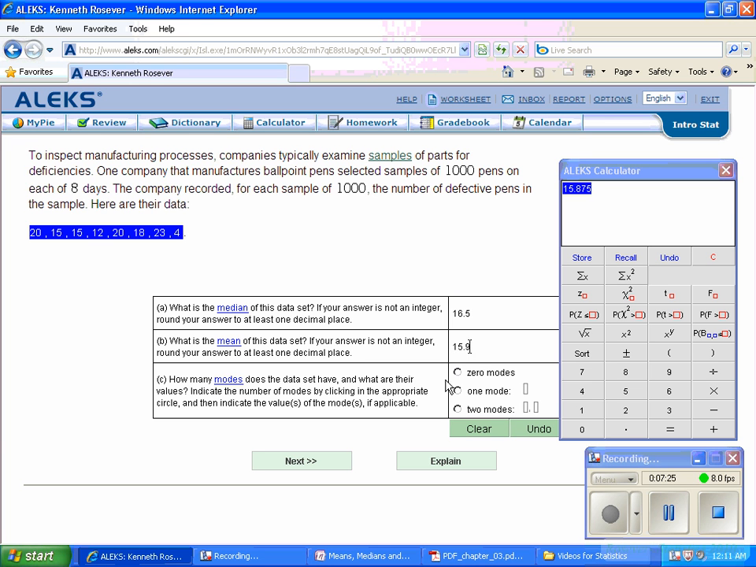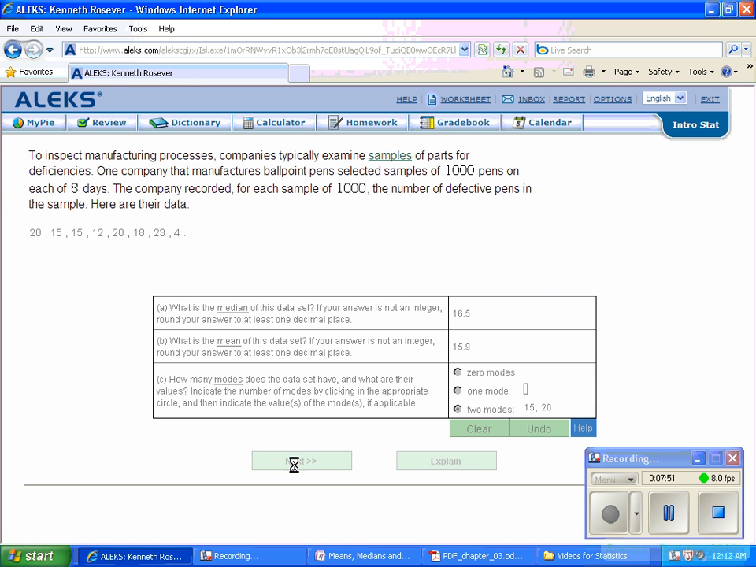Okay, and the last thing it asks is how many modes does it have? Now, the only number I see repeated, actually I see two numbers repeated, and they're 15 and 20. So those numbers occur more frequently than any of the other numbers. So it has two modes. We're in a tie for first place. 15 occurs twice and 20 occurs twice. And that's it. I fill those in, I hit next, and I'm done.